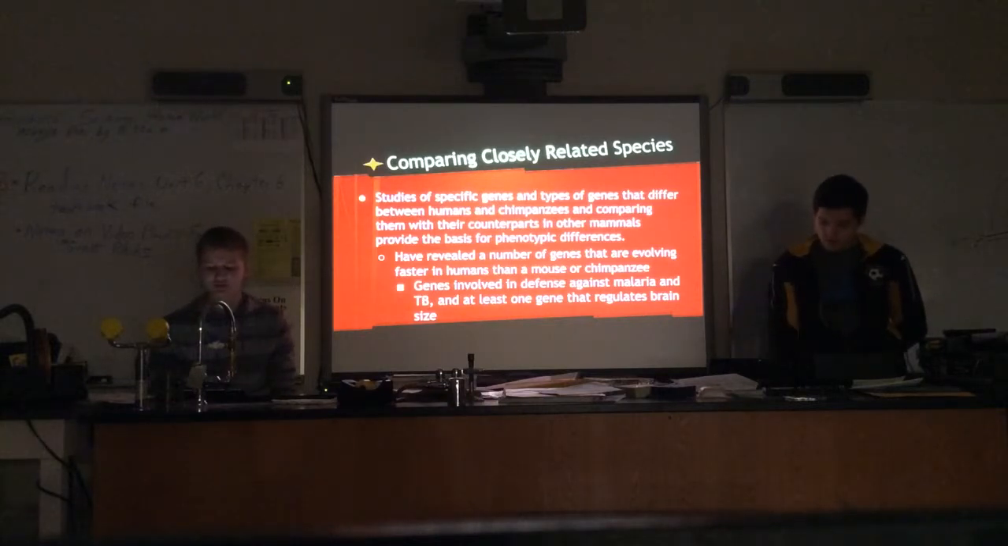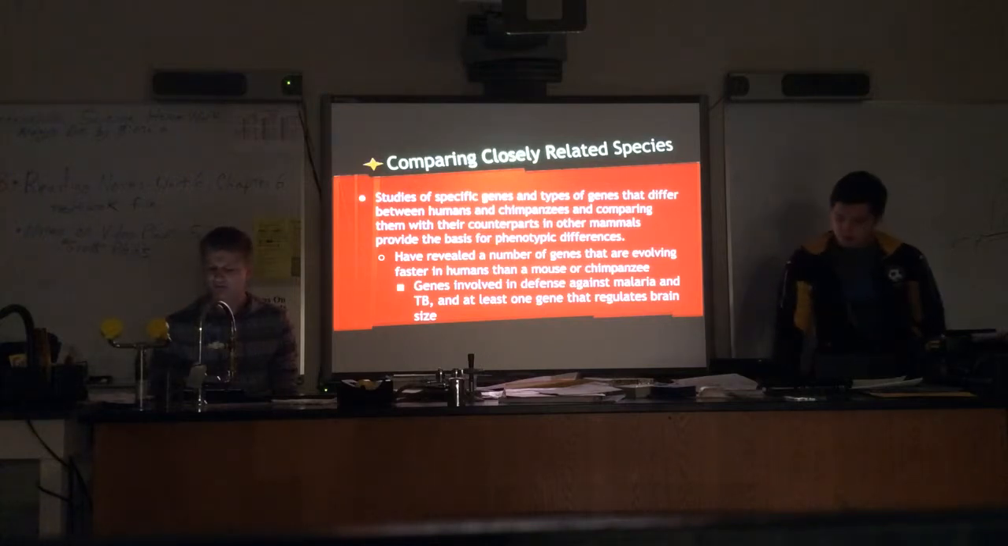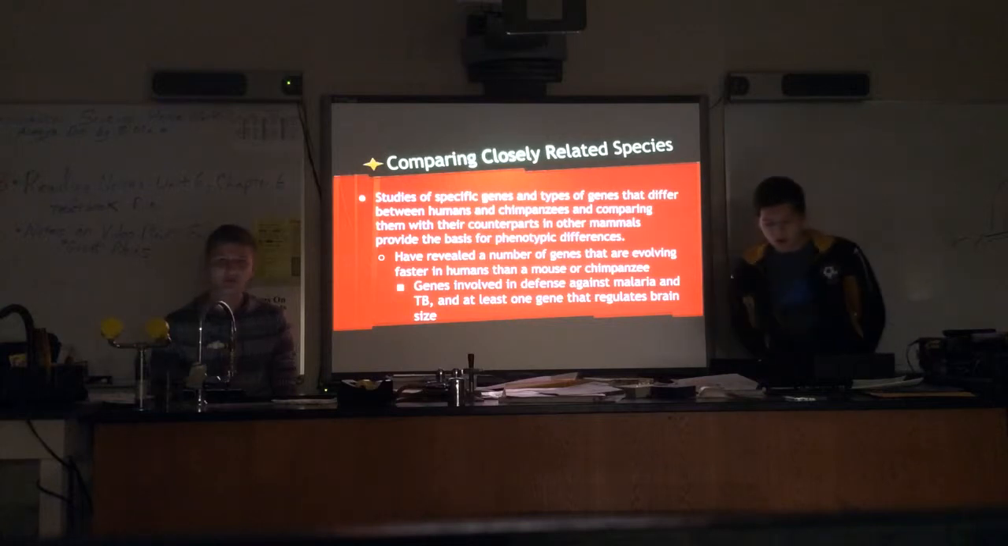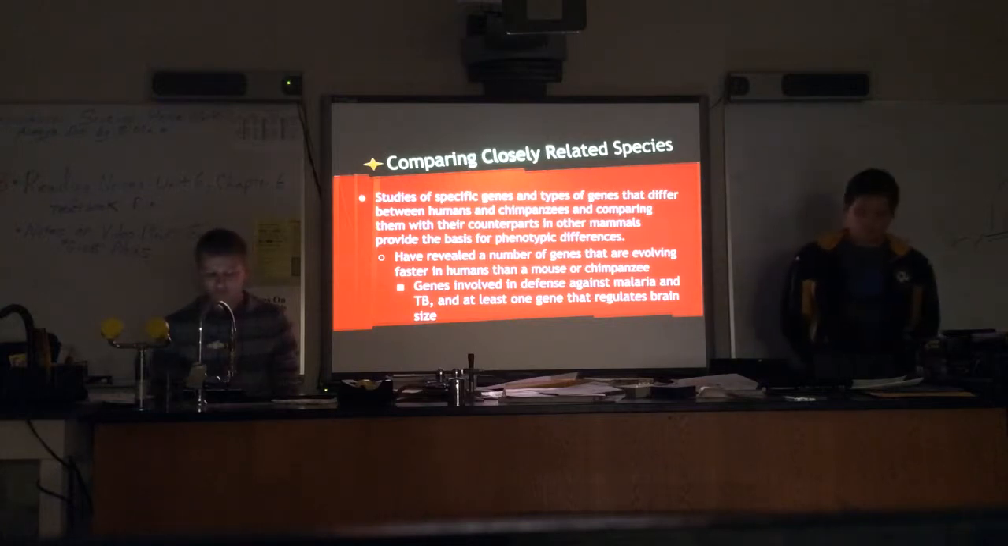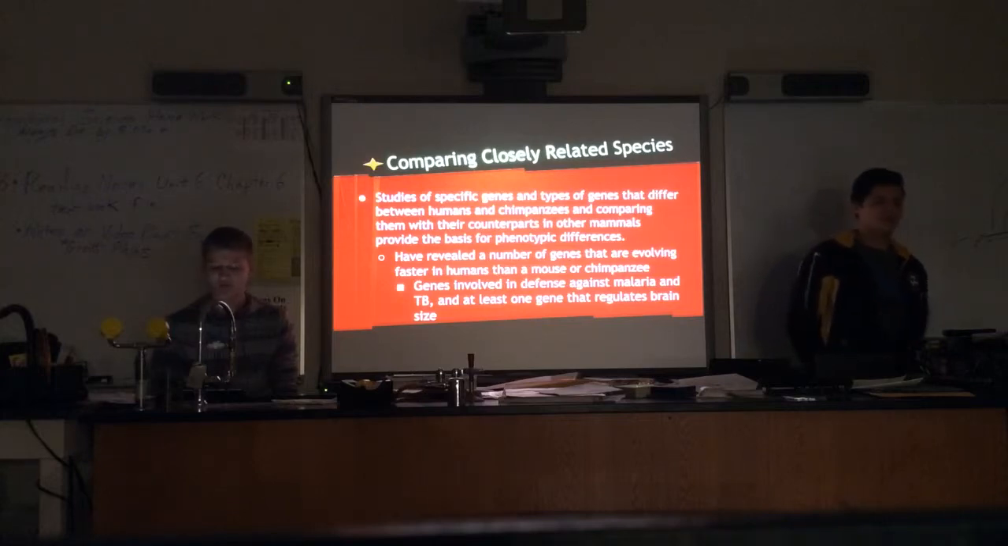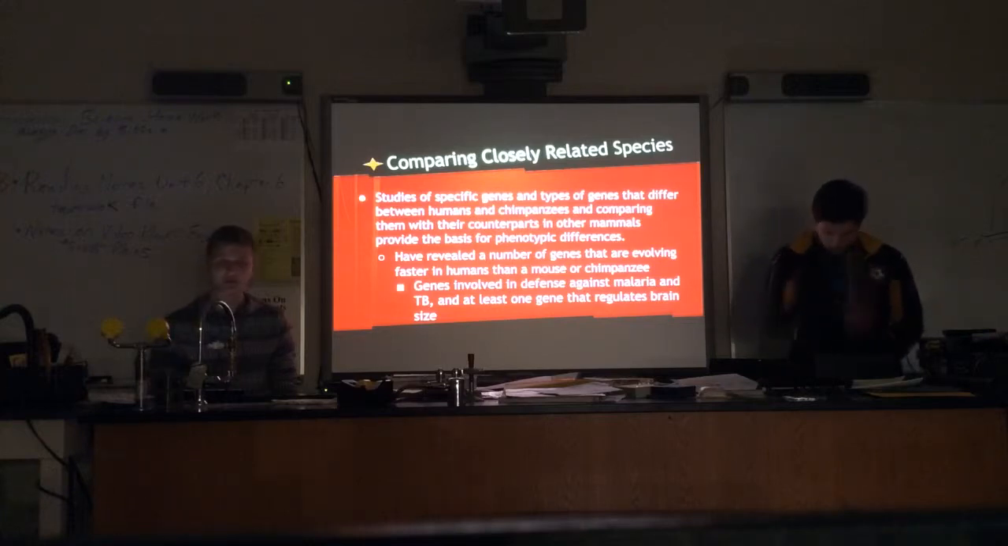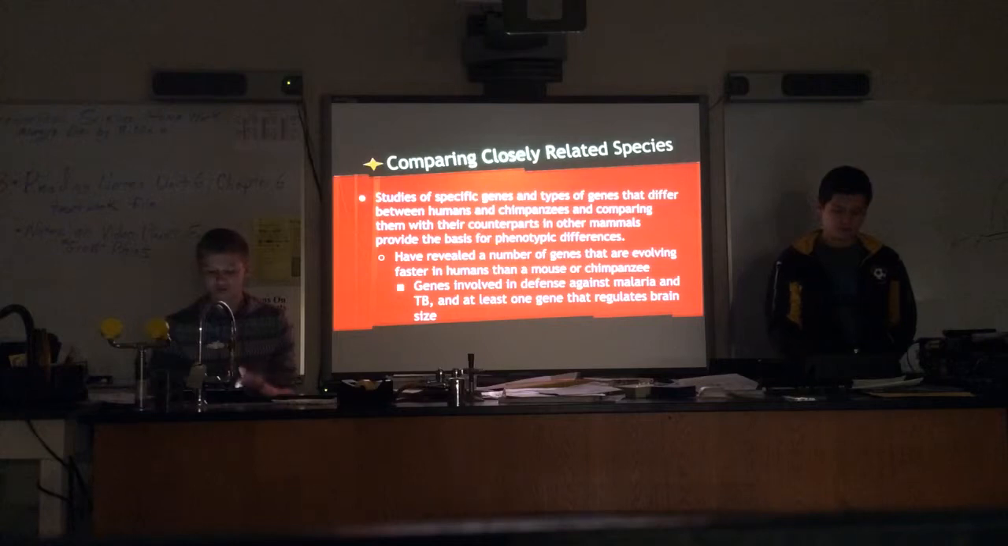Studies of specific genes and types of genes that differ between humans and chimpanzees and comparing them with their counterparts in other mammals provide the basis for phenotypic differences. These have revealed a number of genes that are evolving faster in humans than in a mouse or chimpanzee, such as genes involved in defense against malaria and tuberculosis, and at least one gene that regulates brain size.